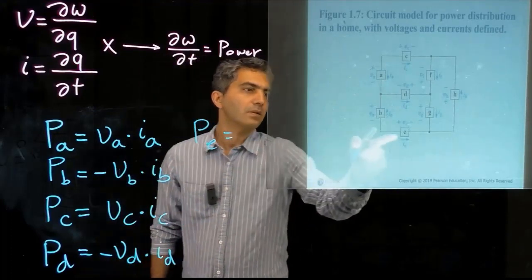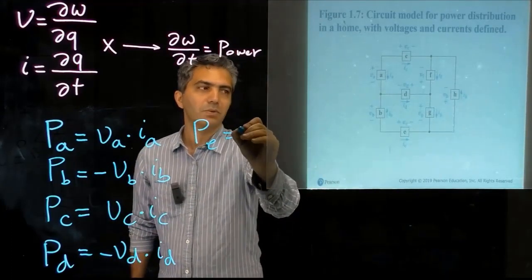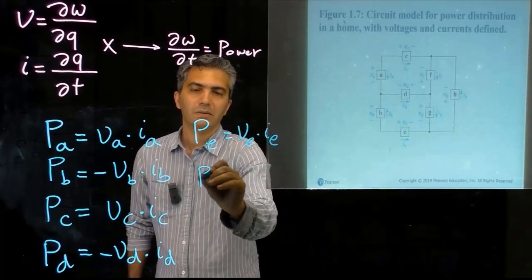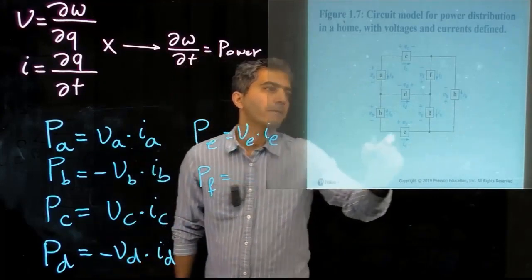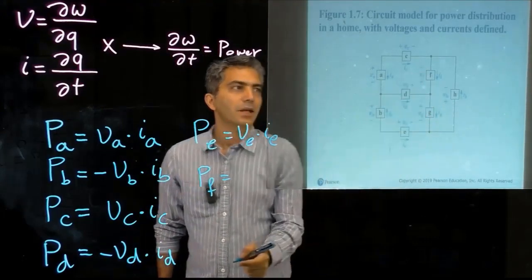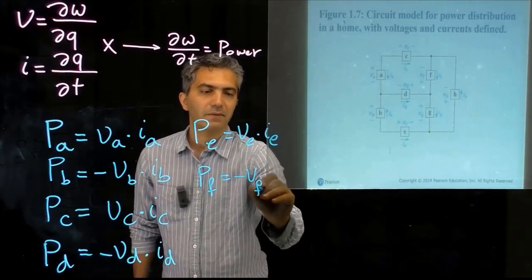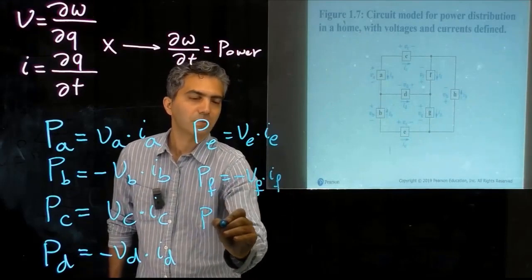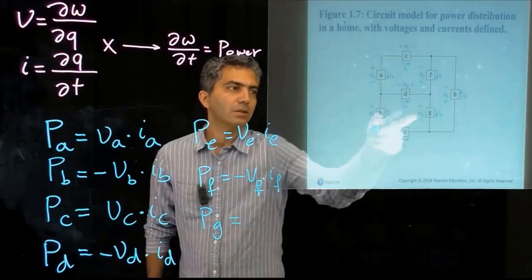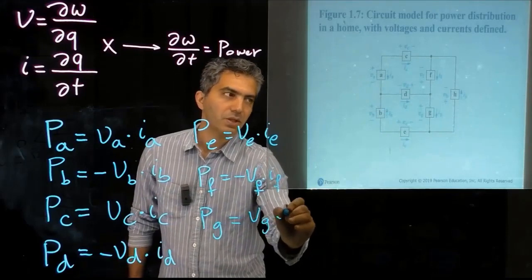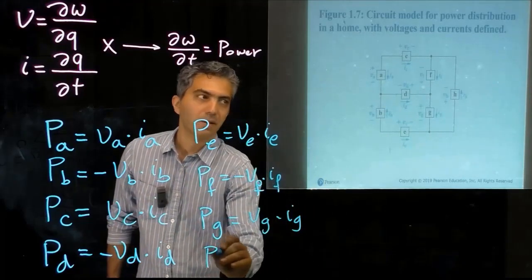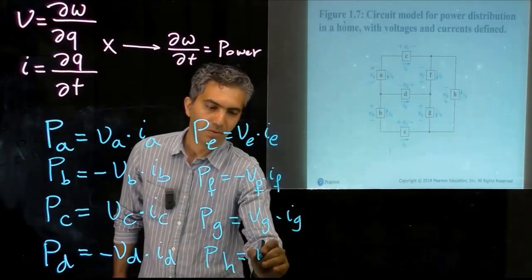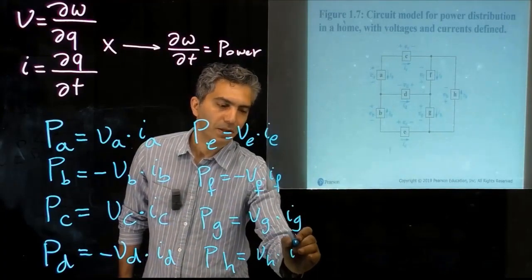PE entering the positive terminal, that would be VE, IE, PF, entering the negative terminal, minus VF, IF, PG, entering the positive terminal, VG, IG, and last, PH, entering the positive terminal, so VH, IH.